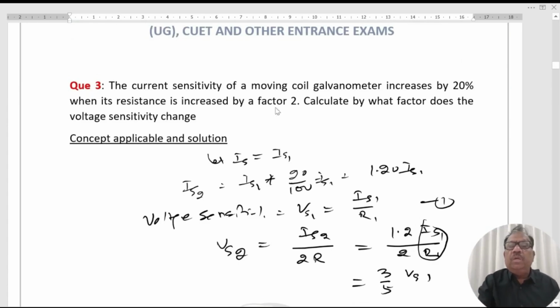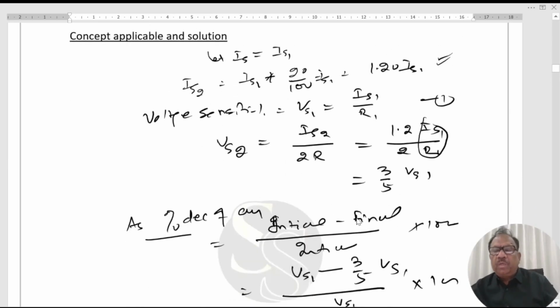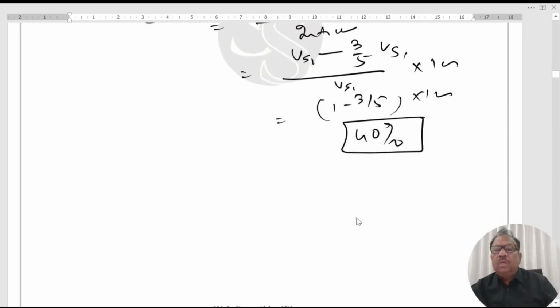The current sensitivity of a moving coil galvanometer increases by 20% when its resistance is decreased by a factor of 2. Calculate by what factor the voltage sensitivity changes. Now we know current sensitivity increases by 20%, so this will become 1.20 of initial. What is the voltage sensitivity? That is the current sensitivity divided by the resistance. So initially it is this, finally it is this, right? We get it like this. Now the percentage decrease comes out to be like this, right?